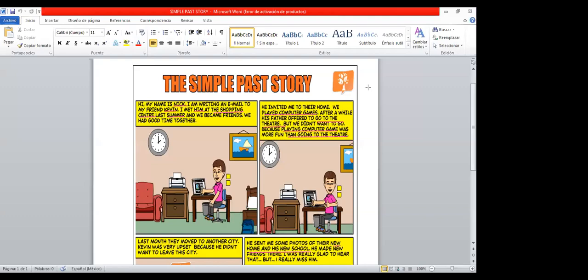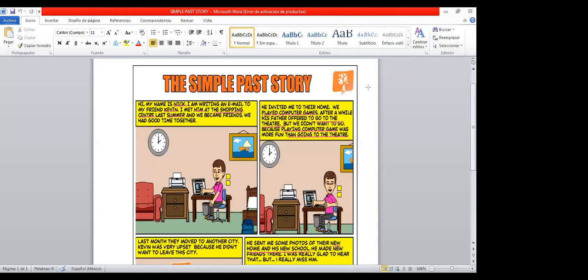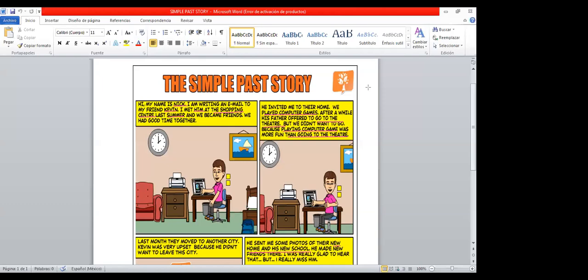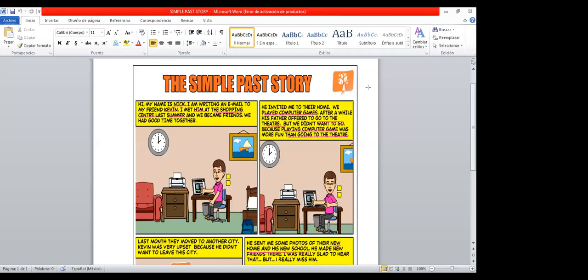And we became friends. We had a good time together. He invited me to their home. We cooked food, Mexican food. Oh, okay, that's nice. After a while, his father offered to go.